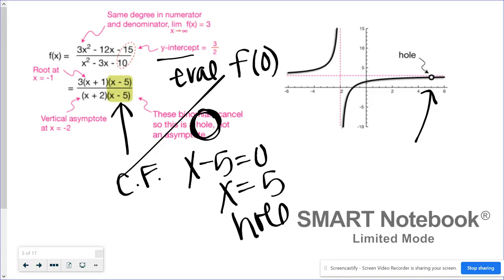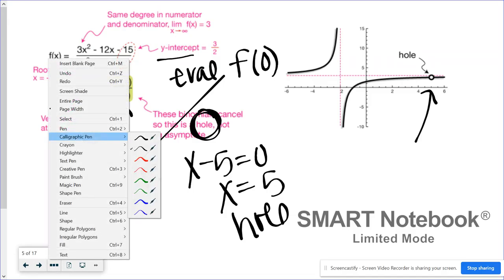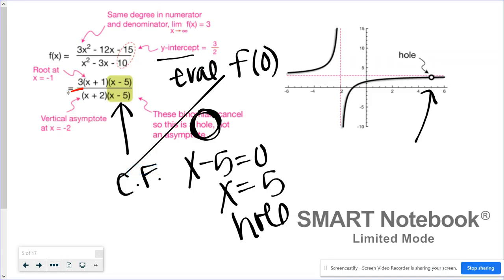What's left over on the bottom? They're indicating that what's left over on the bottom is a vertical asymptote. Notice they're saying the vertical asymptote is at x equals -2, and there it is. As far as the leftovers on top, they're saying there's a root at -1. So that's your x-intercept.